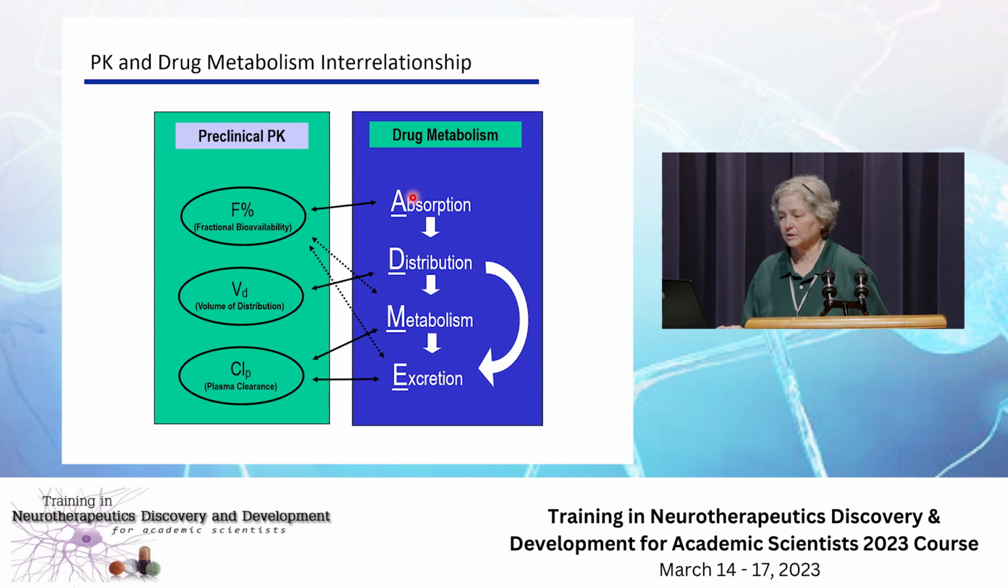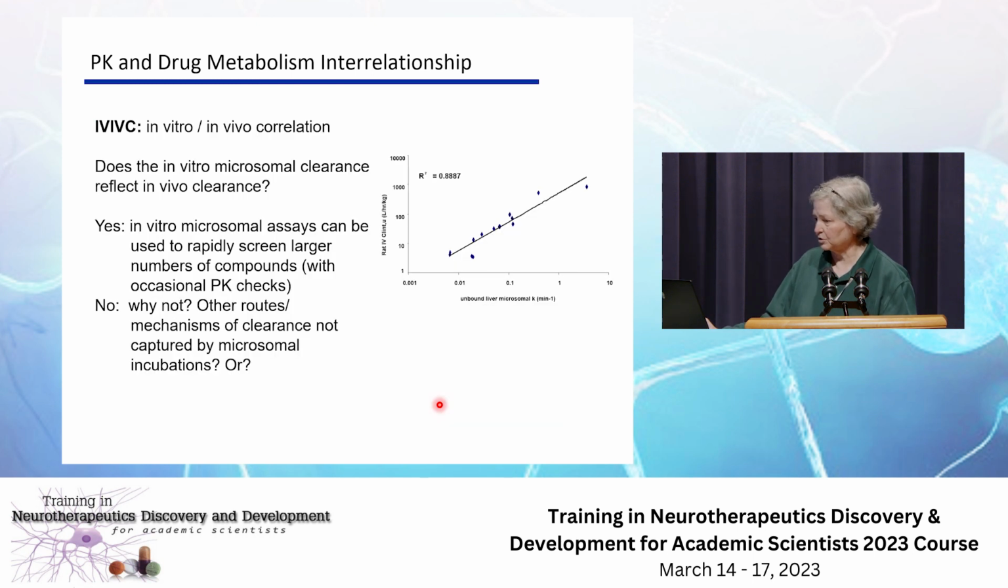I mean, absorption is going to be a function of the bioavailability that you see. Distribution will be reflected in the volume of distribution number, et cetera, et cetera. So the question is, what can we learn from a simple PK study without knowing everything about a compound?